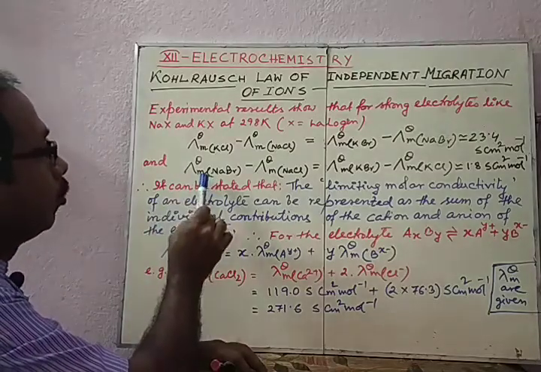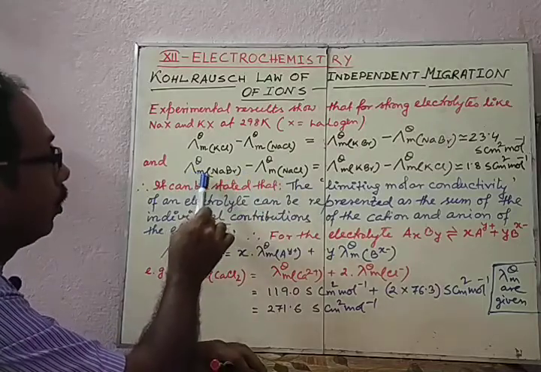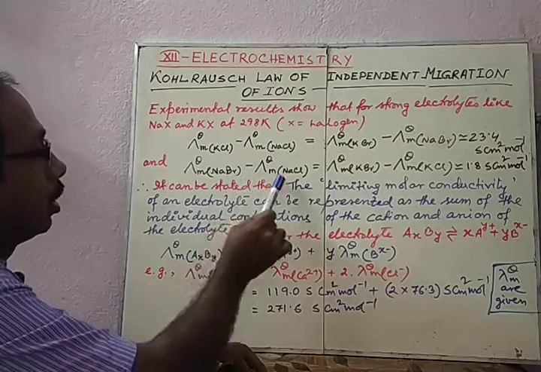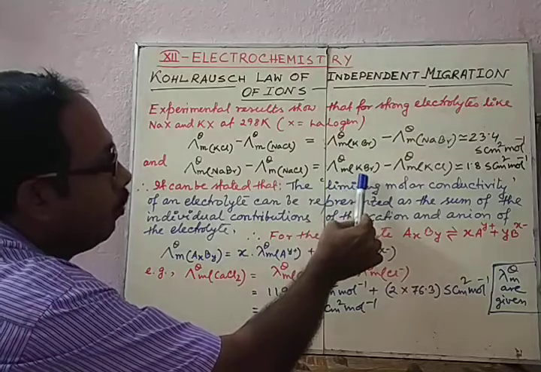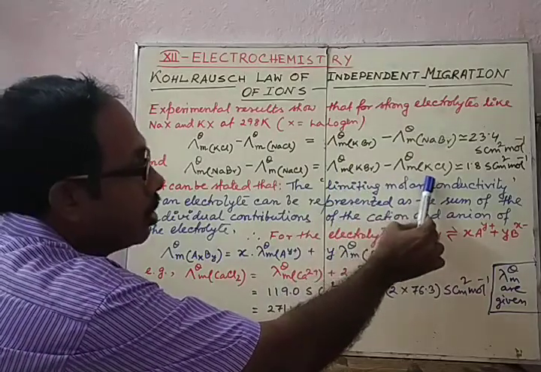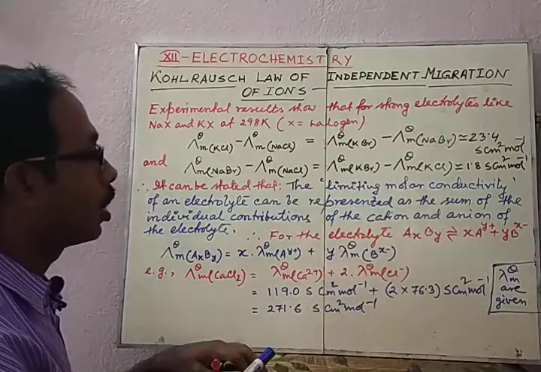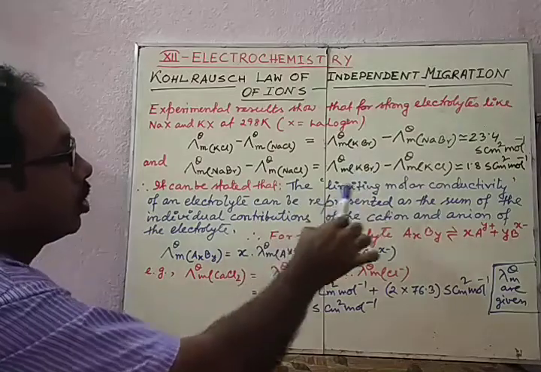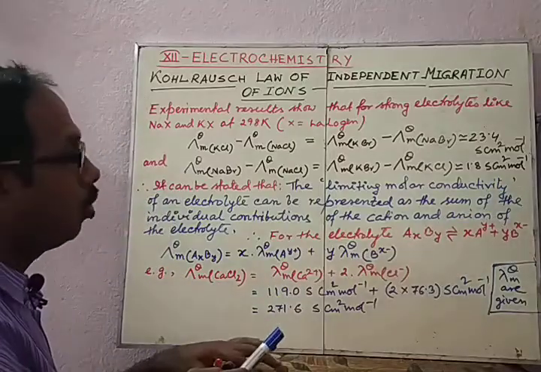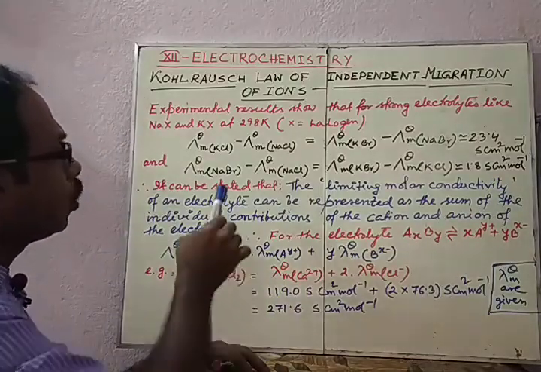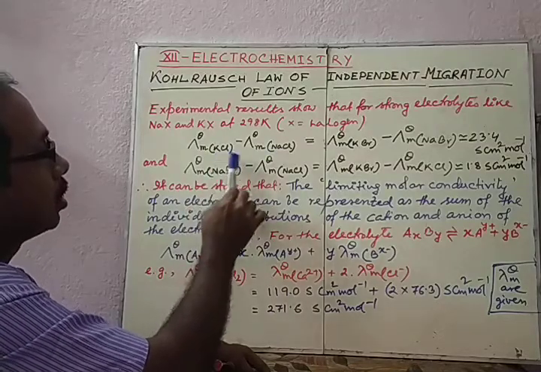Likewise here you find NaBr minus NaCl, limiting molar conductivity of NaBr minus NaCl. Here the common factor is sodium, becomes equal to the lambda 0 m of KBr minus that of KCl. So here also the common ion is potassium. So we can find from this relation, here the value is 1.8 Siemens centimeter square per mole, which is almost a fixed value.